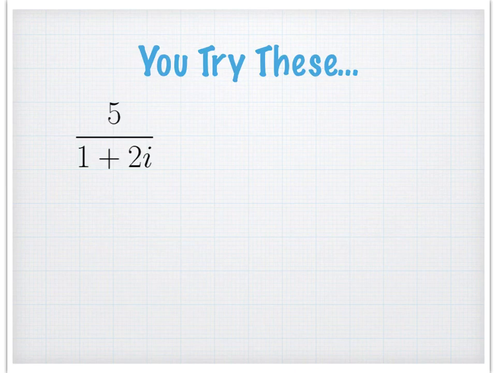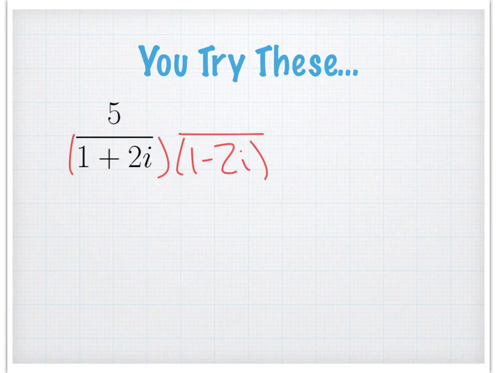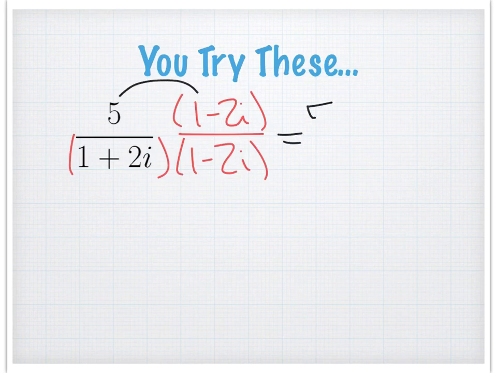The second problem that you were asked to do was 5 over 1 plus 2i. This is a binomial in the denominator, so we will multiply the denominator by 1 minus 2i. But if we do it to the bottom, we must also do it to the top. And so there is foiling to be done. That says 2i in the numerator, by the way. There's foiling to be done in the denominator, and there's distribution to be done in the numerator, and we'll take care of those. 5 times 1 is 5. 5 times negative 2i is negative 10i.